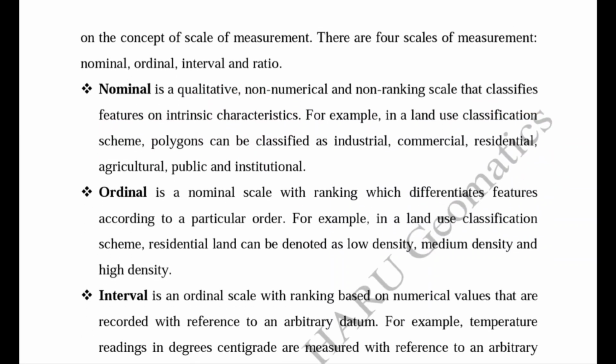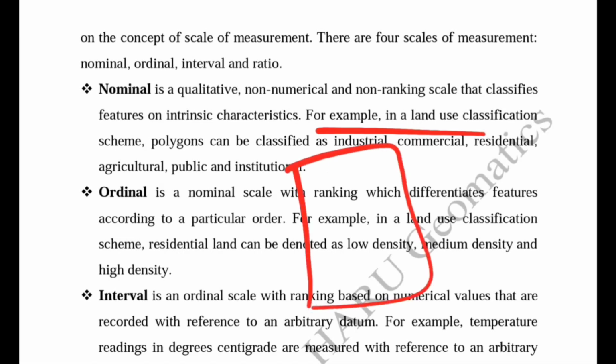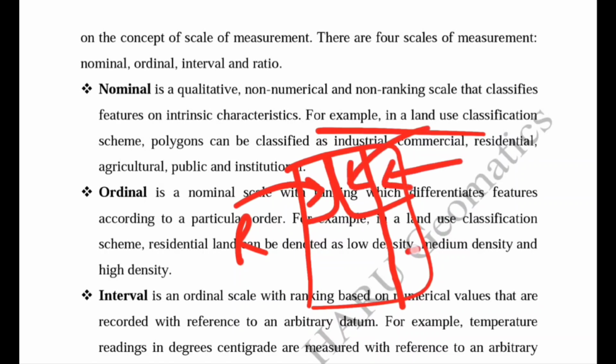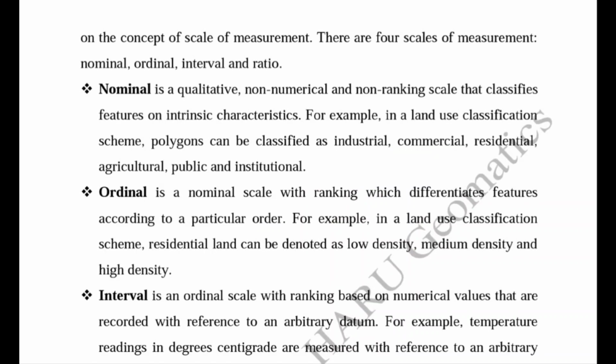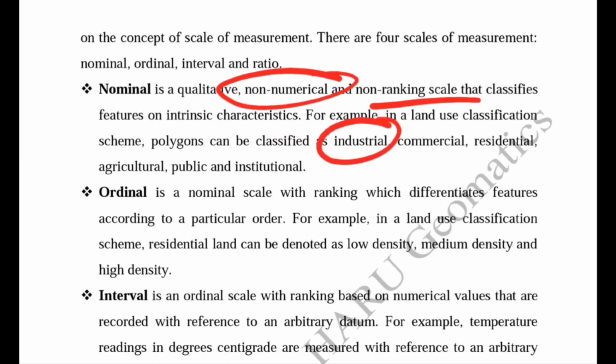For example, if there is a piece of land and we want to classify this land, it can be differentiated as residential, industrial, commercial, agricultural, and public institutions. All these are done on a classification basis, on the basis of their intrinsic characteristics. It does not have any numerical value and does not give any ranking to any part of the land. So only classification is done in the nominal scale, and it is the qualitative basis.